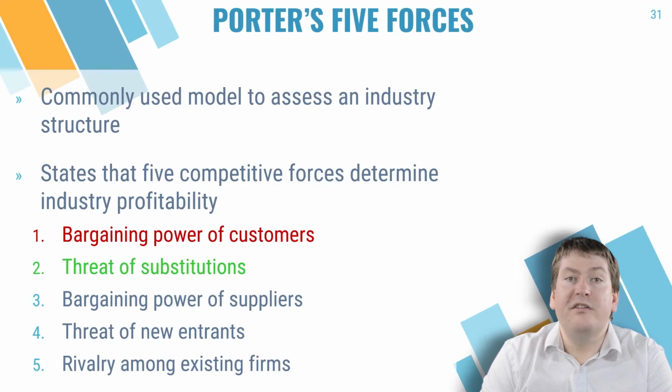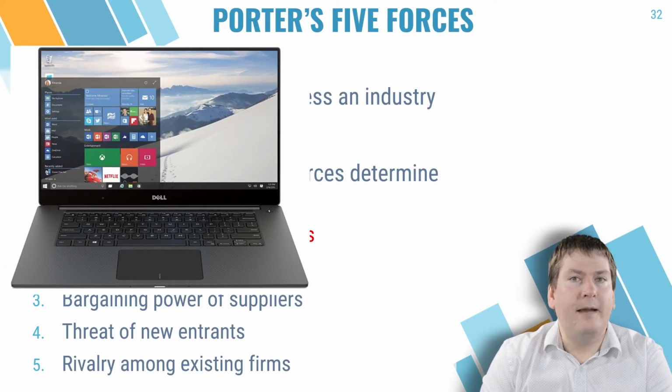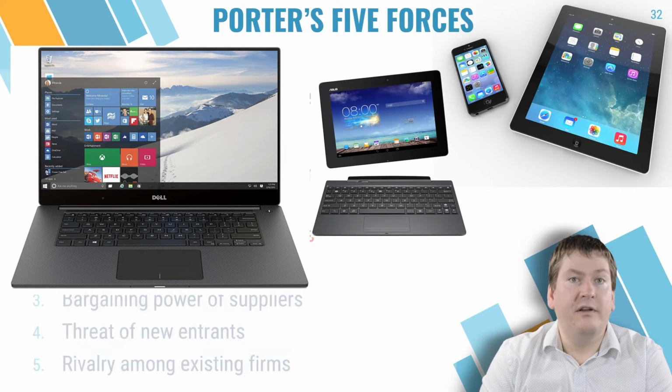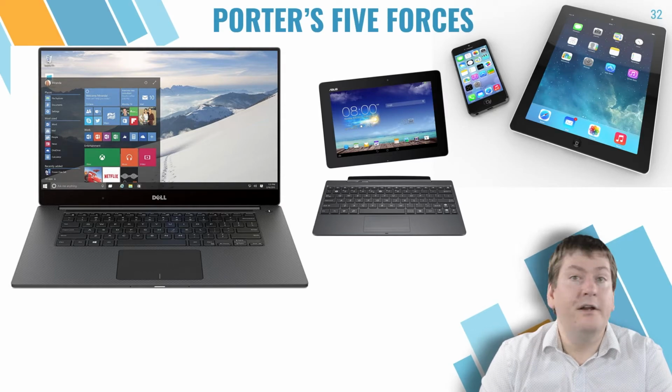The next force is threat of substitutions. What Porter meant by this is that you do not have to only worry about direct competitors in your field, but also about products or services being created in other fields that might offer substitutions or alternatives to your own. For example, if you're a laptop manufacturer, you have to worry about not only other laptop manufacturers, but also manufacturers of other devices like tablets, smartphones, and hybrids that might supplant your own product.